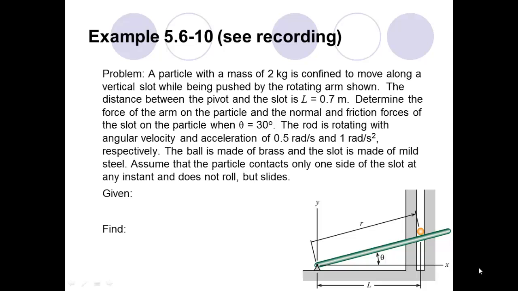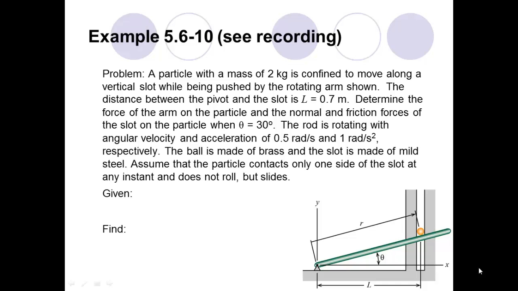This example is from the text Conceptual Dynamics. Specifically, this is example 5.6-10. The problem statement reads, a particle with a mass of 2 kilograms is confined to move along a vertical slot while being pushed by the rotating arm shown.